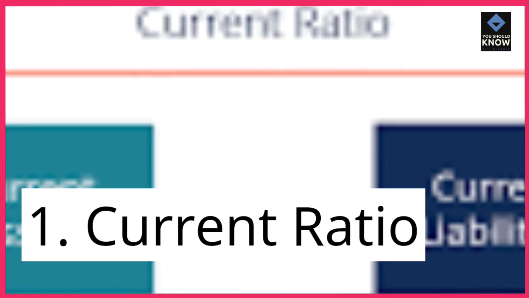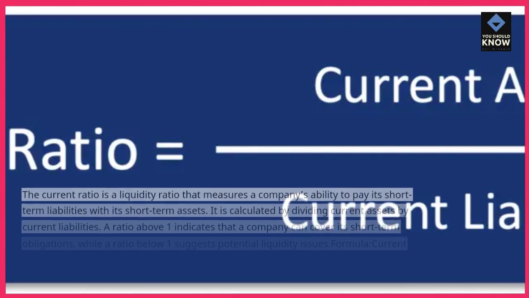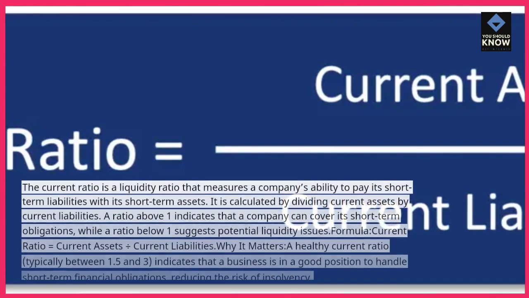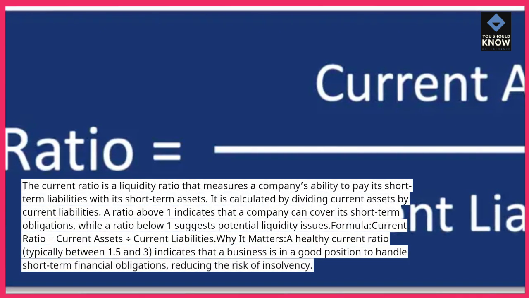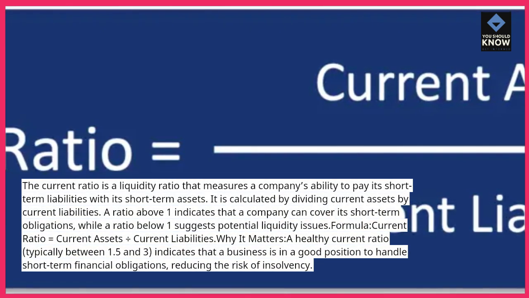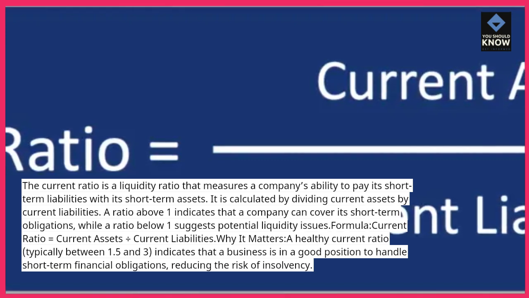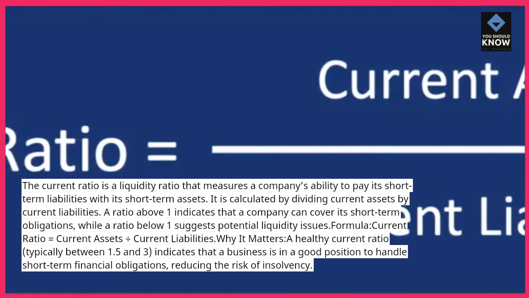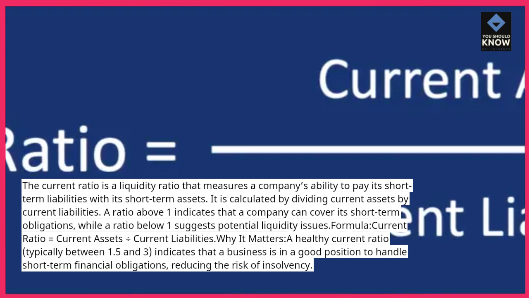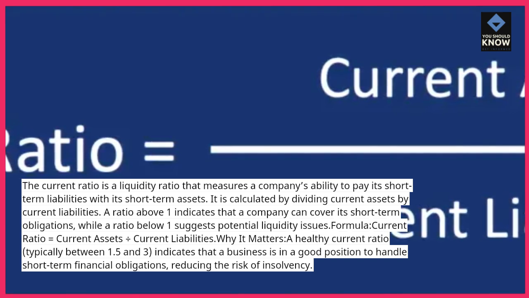1. Current ratio. The current ratio is a liquidity ratio that measures a company's ability to pay its short-term liabilities with its short-term assets. It is calculated by dividing current assets by current liabilities. A ratio above 1 indicates that a company can cover its short-term obligations, while a ratio below 1 suggests potential liquidity issues. Formula: current ratio equals current assets divided by current liabilities.